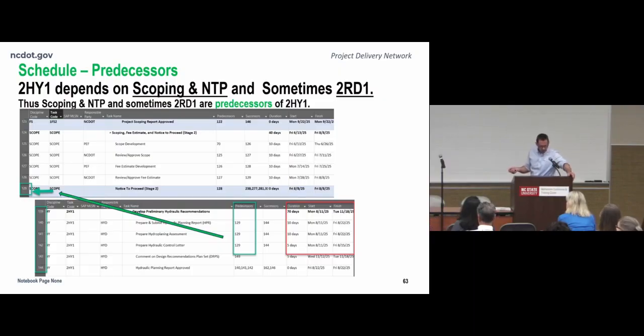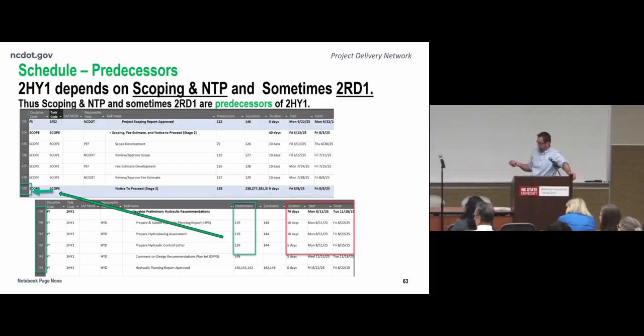Down here we have predecessor 129 for 2HY1. And you'll notice if we follow the arrow up, line item 129 is right here, which is notice to proceed. So for my 2HY1 task, notice to proceed and sometimes 2RD1 are predecessors. That just means they have to be finished before I can start my 2HY1.